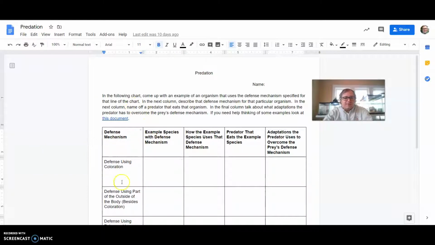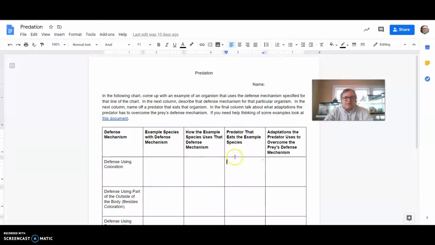So you're going to have several different defense mechanisms, and for each one you're going to be coming up with an example species with that defense mechanism, so some sort of either plant or animal that would have that type of defense. Then in this column, you'll talk about how the example species uses that defense mechanism. So again, if we're looking here at this first one, defense using coloration. If we were talking about an example species like the honeybee, which had those yellow and black stripes along its body to be kind of a warning to other animals, that's how they use that defense mechanism.